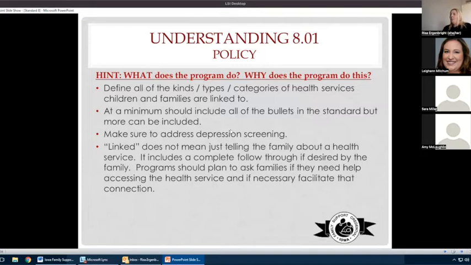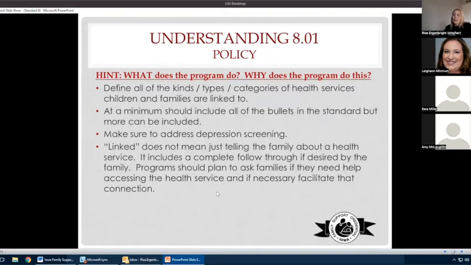If you make a referral, there needs to be some follow-up on: did the family accept it? Did the family access it? What did that look like? There should be some continuity there to describe that entire process, whether that's in case notes, on a referral log, or on a contact log. There are lots of different places to put it. But definitely that follow-through on what happened.